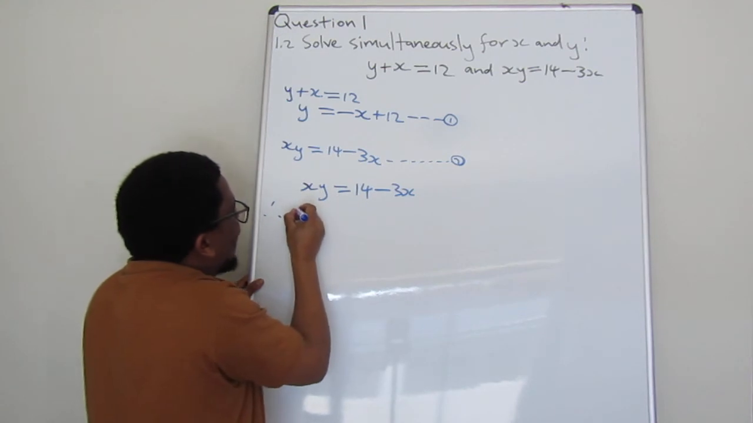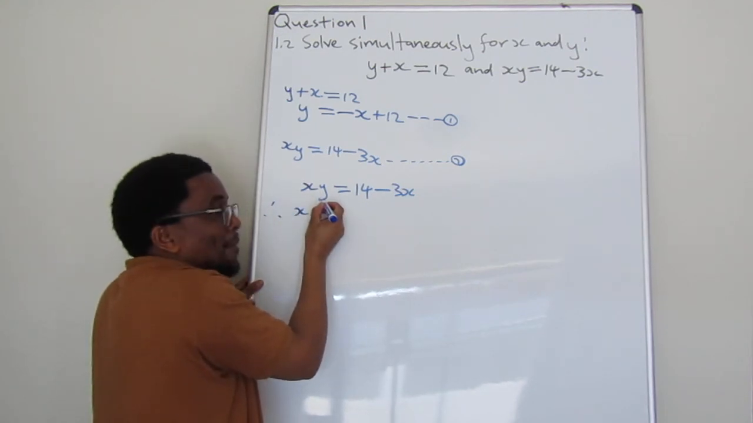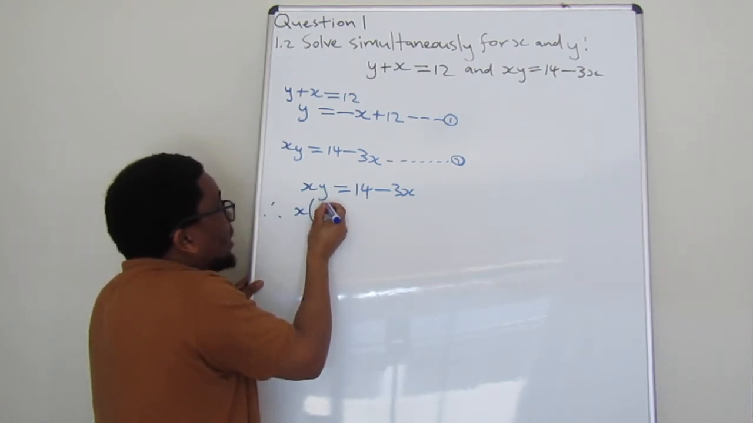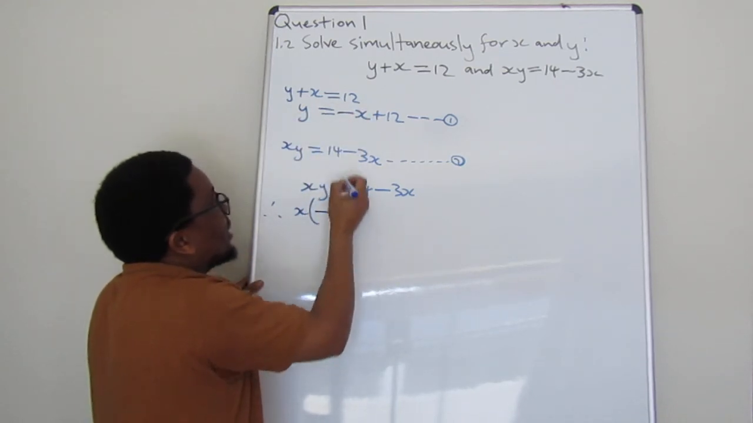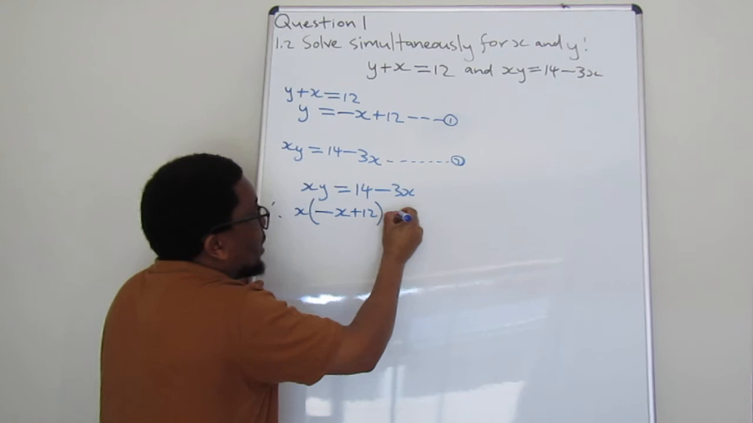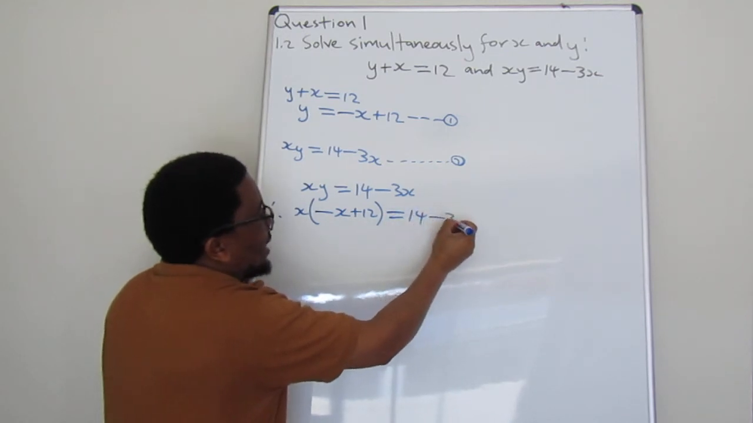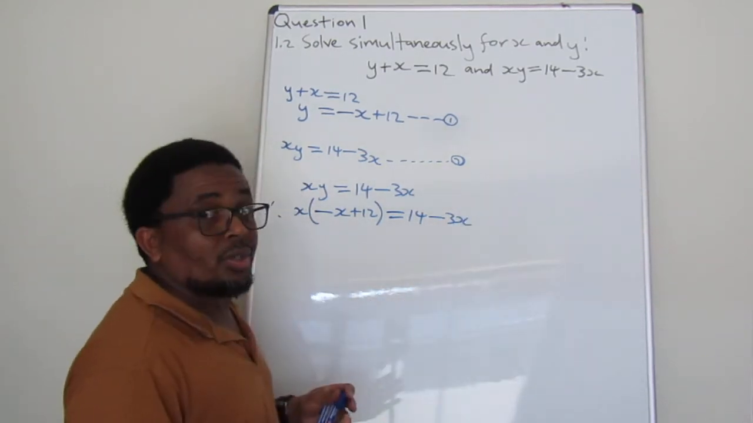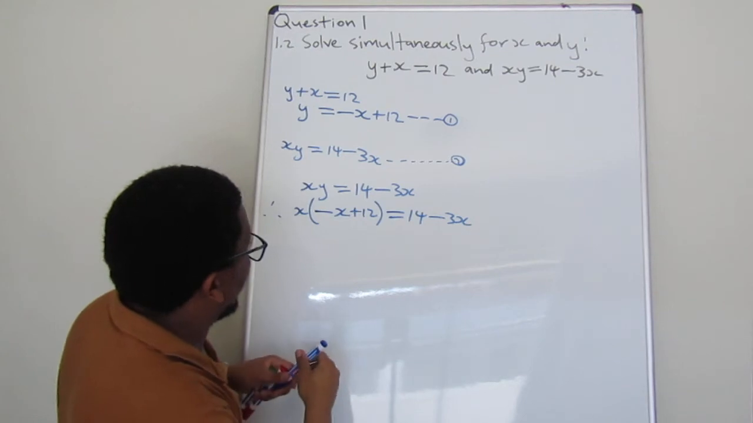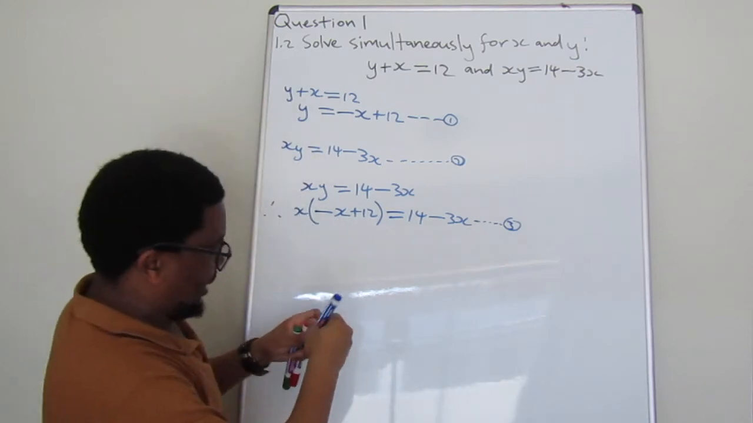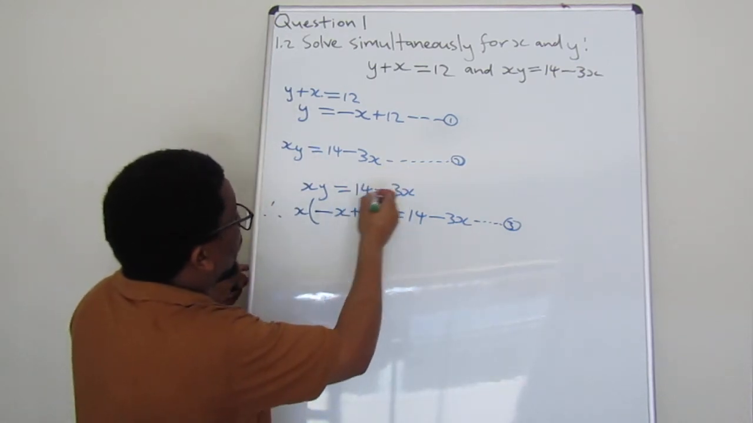Therefore, in this case, I have x multiplied by y. What is y now? I substitute that my y becomes negative x plus 12, in brackets, which is equal to 14 minus 3x. That's all there is to it. That's all there is to simultaneous equations. Now, can you see, this will become my equation 3.